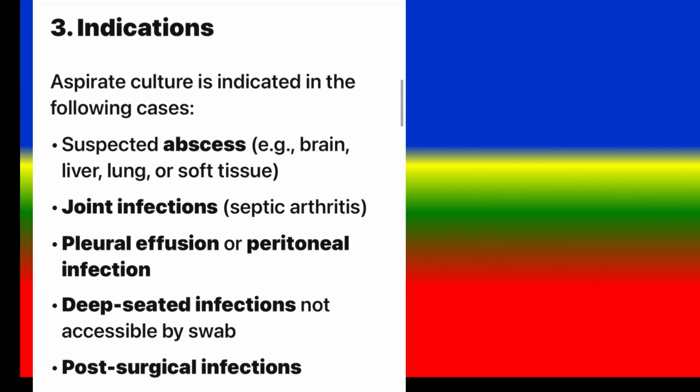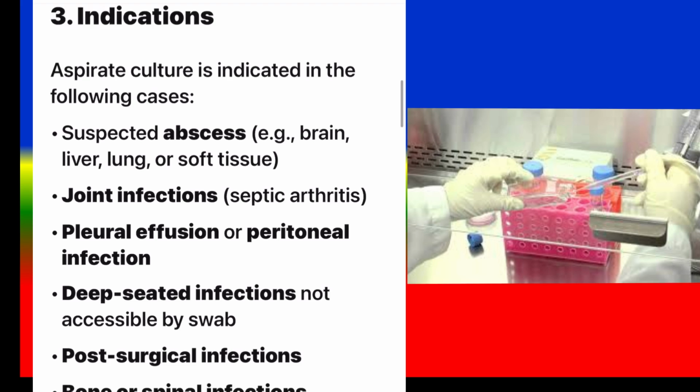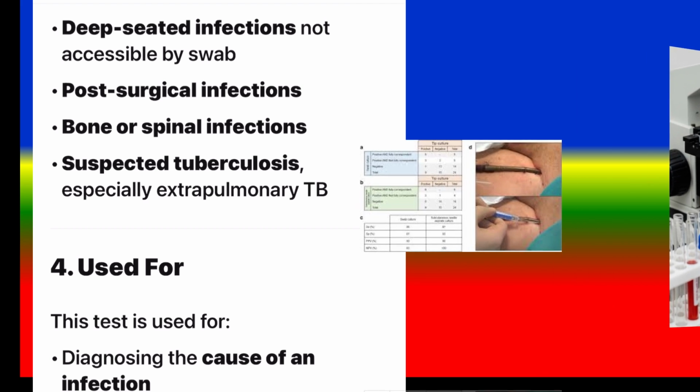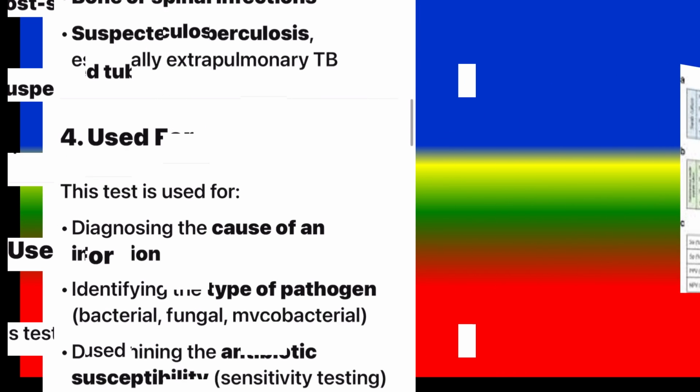3. Indications. Aspirate culture is indicated in the following cases: suspected abscess, e.g., brain, liver, lung, or soft tissue, joint infections, septic arthritis, pleural effusion, or peritoneal infection, deep-seated infections not accessible by swab, post-surgical infections, bone or spinal infections, suspected tuberculosis, especially extrapulmonary TB.